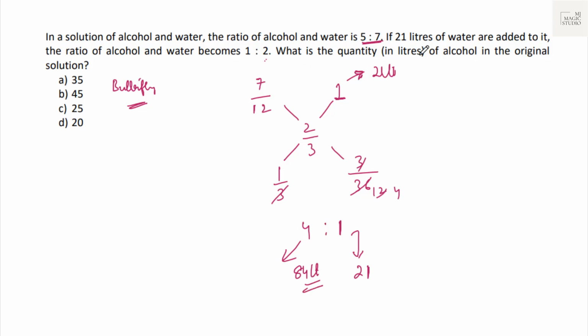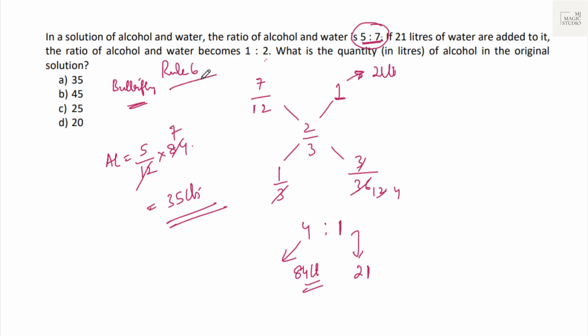What is the question? What is the quantity of alcohol in the original solution? Alcohol in the original solution is 5/12. So alcohol in the original solution is 5/12 of 84. 12 into 7, 7 into 5 is 35 liters. Bingo. Rule number 6, butterfly diagram rules. Link is there in the description. Option A is the pick.